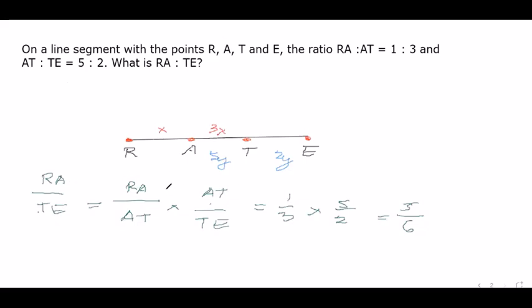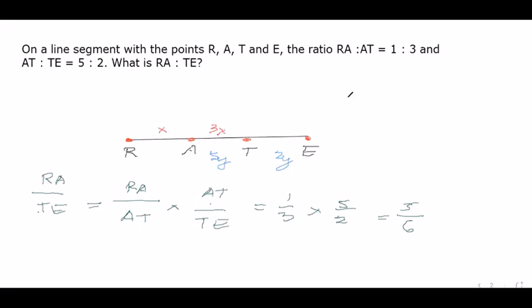So this is a very easy way of doing it, but you have to divide and multiply by AT so that you could use the information that is given. RA over AT is 1/3, and AT over TE is 5/2. Otherwise, you can use this method that we were embarking on at the beginning.